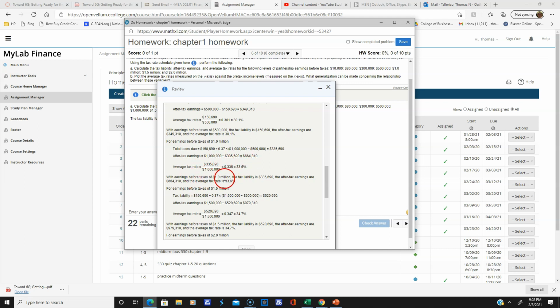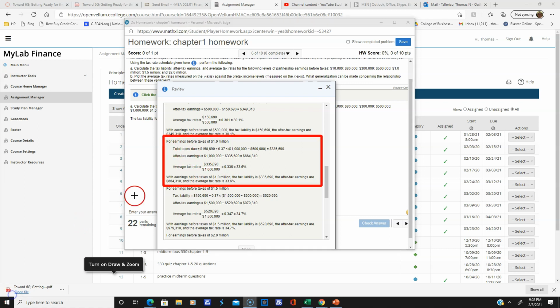So with earnings before taxes of 1 million, the tax liability is shown here. You see that right there. The after-tax earnings are 664,000 right there, and the average rate is 33.6%. I believe that's what the question was, so I put a red box here around the 1 million. And so those were the numbers.